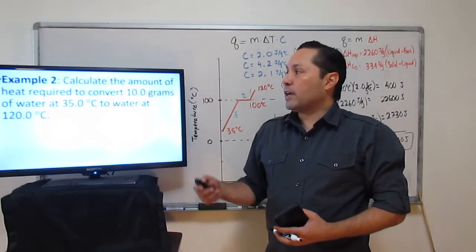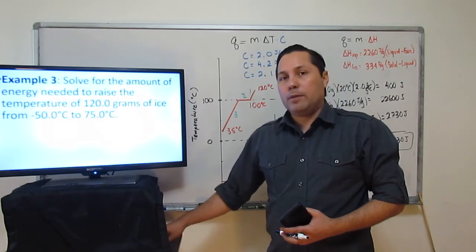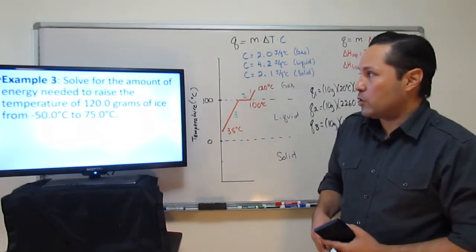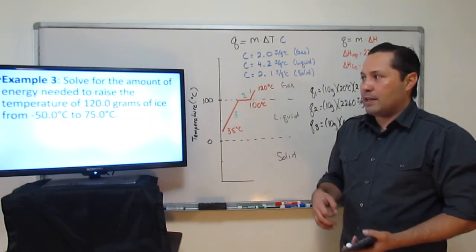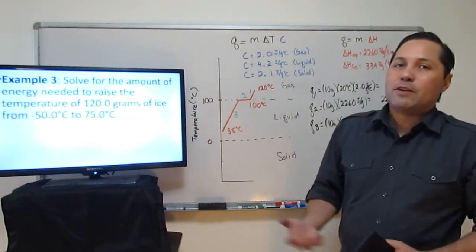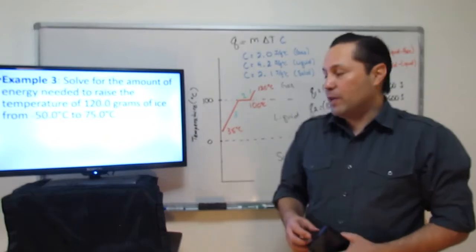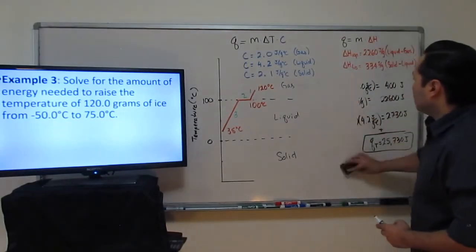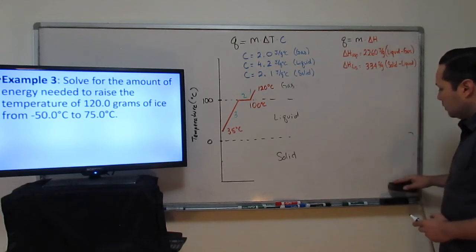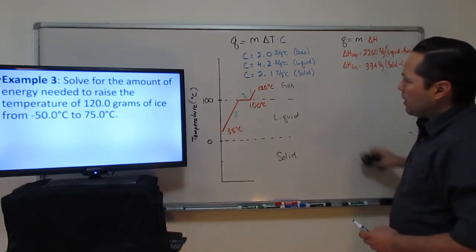Let's move along next to example 3. In this problem, you ask the following question: what is the amount of energy needed to raise the temperature of 120 grams of ice at negative 50 to 75 degrees Celsius? At that point, we have water. All right, so let me erase the previous example, and also the graph while we're at it.